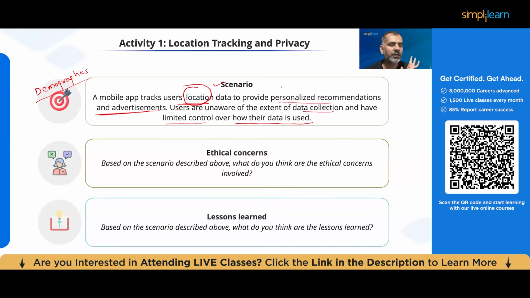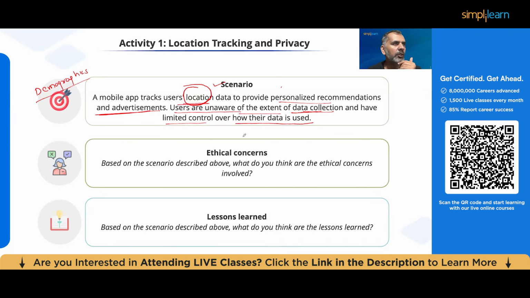So that is the current scenario. The application is not giving the user access or control, so the user cannot modify the data. Only limited control is given, and the user is not very aware of the extent to which the data will be used or how it is being collected, guys.